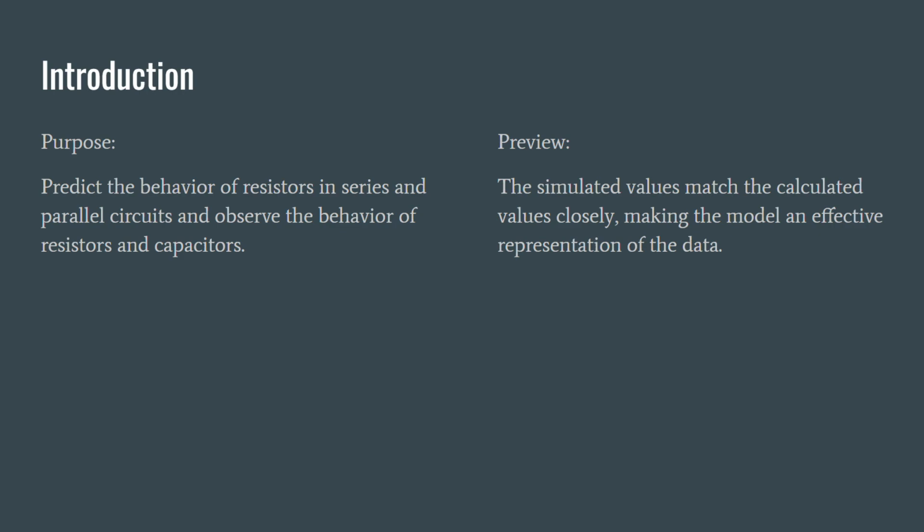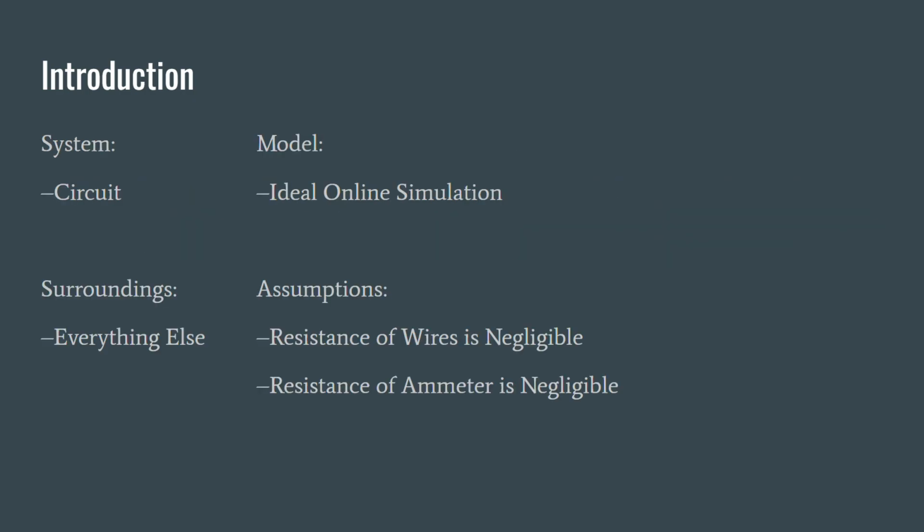What we'll see in this lab is that the simulated values that we get from our model match the calculated values, meaning that for the most part, our simulation is an accurate model of electrical relations. The system in our experiment is the circuit, and the surroundings is everything else, which in code means not anything. The model we'll be using is an ideal online simulation, and we're assuming that the resistance of wires is negligible, along with the resistance of an ammeter.